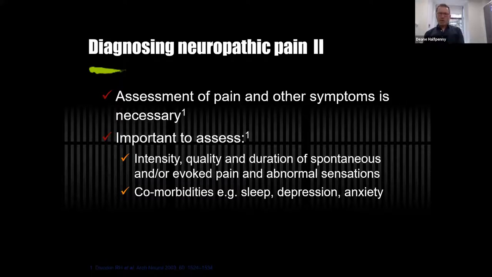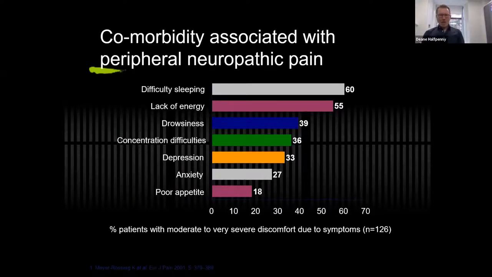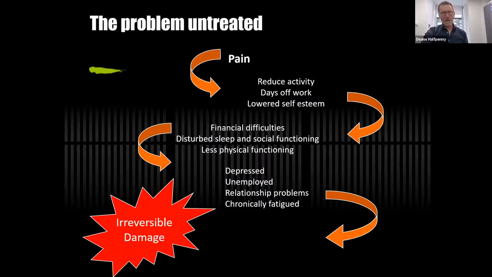I think what's also important is to take a standard full pain history: how intense, how invasive is the pain, and the other effects it might be having, particularly on sleep, anxiety, movement, et cetera. So again, it is important not solely to look at the neuropathic element, but you need to really take a full history and work out how it's affecting your particular patient. Again, this slide could be taken across the board for any chronic pain state. You're going to see these things arising: difficulty sleeping, lack of energy, drowsiness, poor concentration, depression, anxiety, poor appetite, etc. This happens in pretty much all patients with moderate to severe pain.